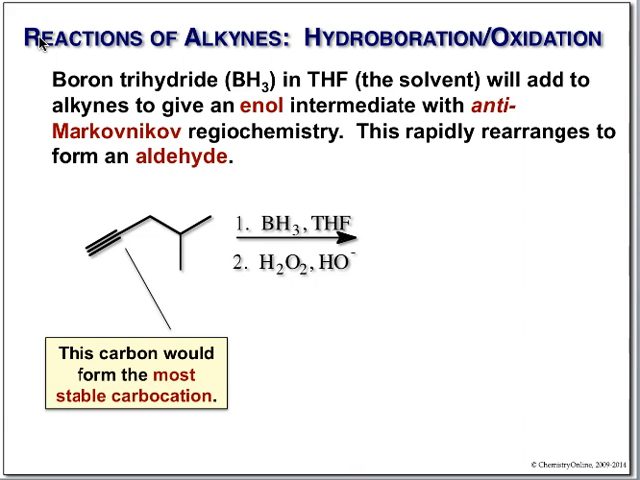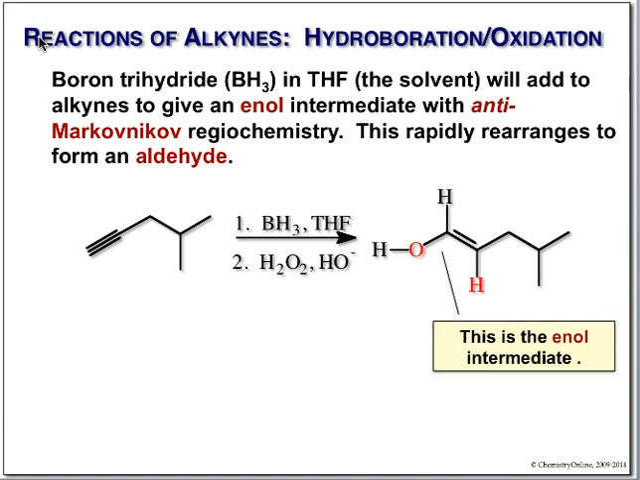Now, this is an anti-Markovnikov addition. Therefore, the hydroxyl group is going to go here. This is the enol that we make in this case. Now, very quickly, we know that this enol is going to undergo rearrangement to give a carbonyl. On your little piece of paper, make sure you can draw the carbonyl compound. It's going to show up on the slide in about 10 seconds.